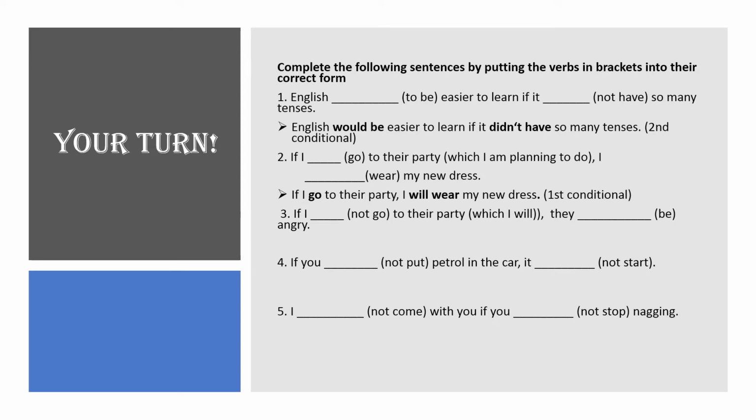Number 3, if I, now it's not go to their party, which I will though, I already know I'm going, they, and then to be angry. So since I know I go, this is an unlikely event, it's just an imaginary situation, so I need the second conditional here. If I didn't go to their party, they would be angry.